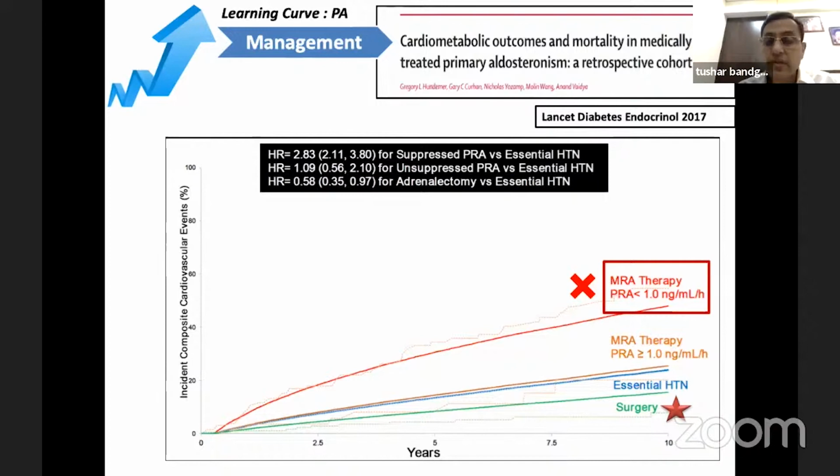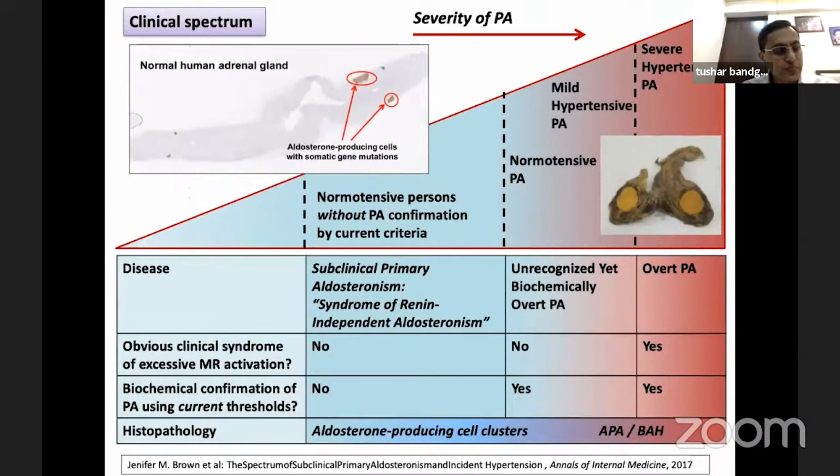And we need to keep the renin in the normal range. If you keep the renin on the lower side, that means the mineralocorticoid receptor blockade is not adequate. Then the cardiometabolic outcomes are really not that good. But if you keep it in the normal range, then the cardiometabolic outcomes are equivalent to that of patients who have been treated for essential hypertension.